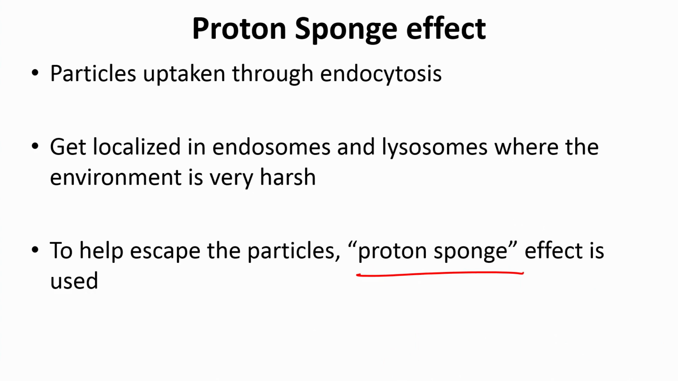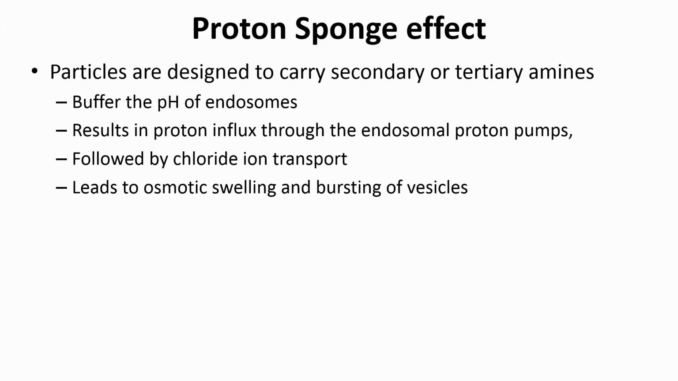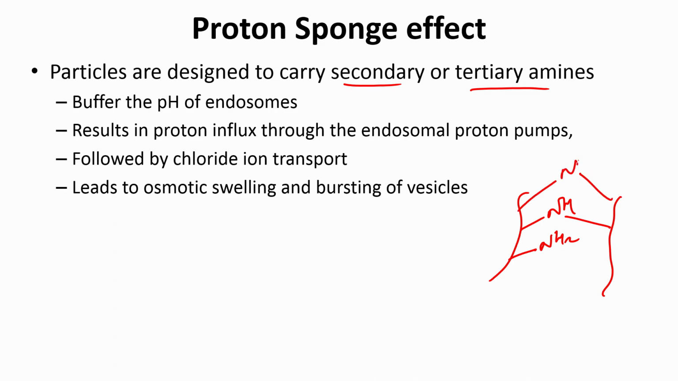So, what is the proton sponge effect? These particles are designed such that they carry lots of amines. So, let us say I have a polymer that carries lots of primary, secondary and tertiary amines. What is going to happen is that these amines have quite a lot of capacity to take up H plus ions, right, to take up protons.